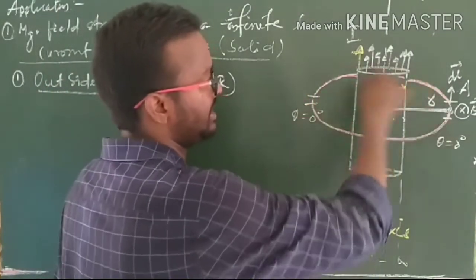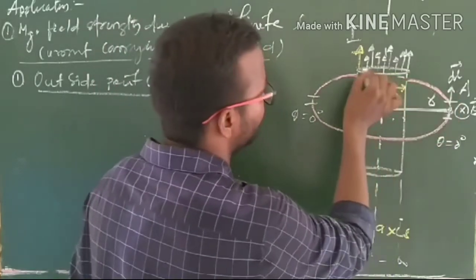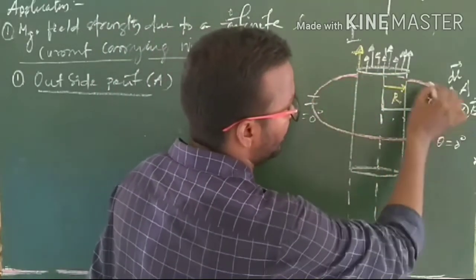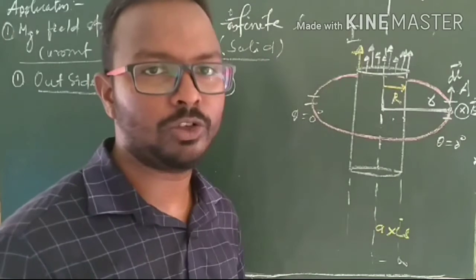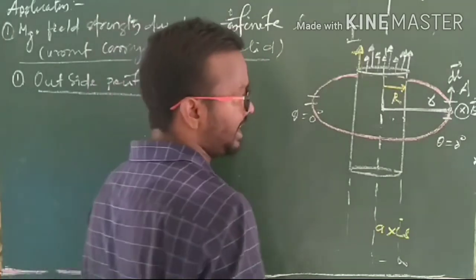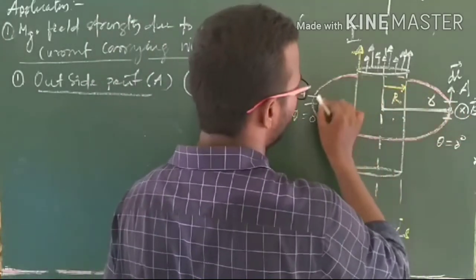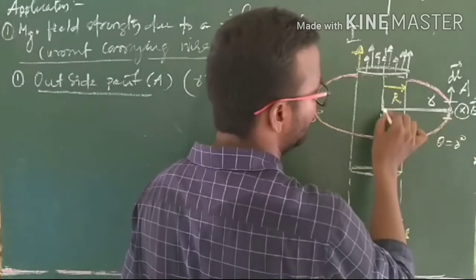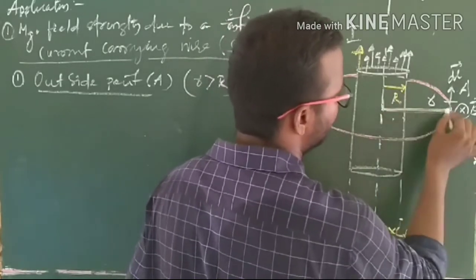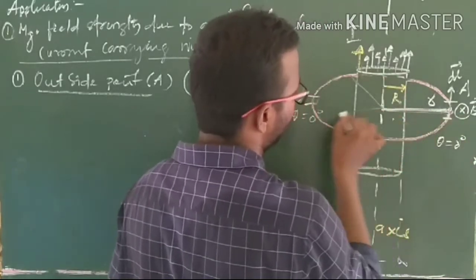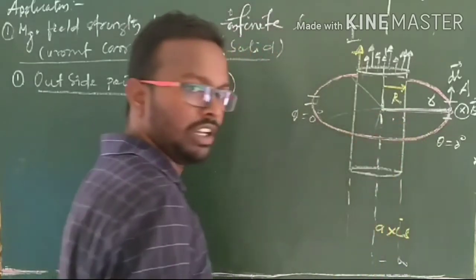That means theta at each and every point on the Amperian loop is constant, and the magnetic field at each and every point on the Amperian loop is also constant, because this length is r, and this length is r, and this length is also r.